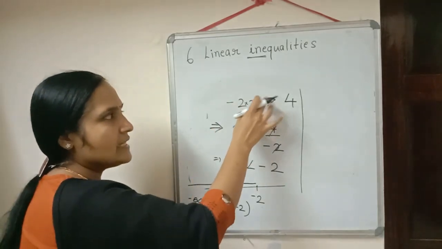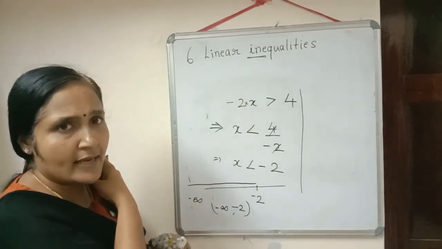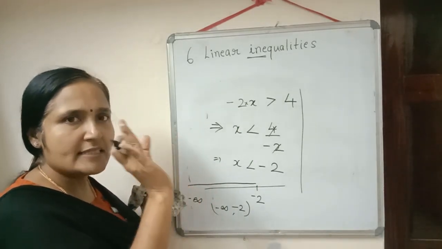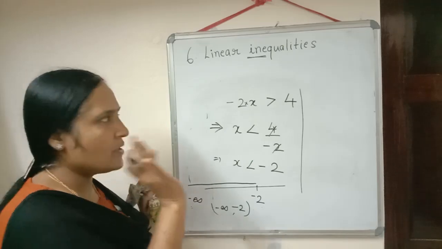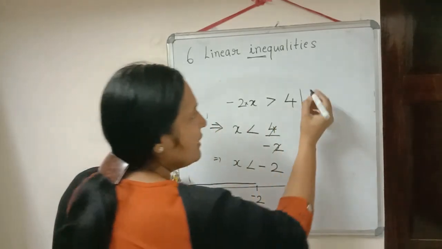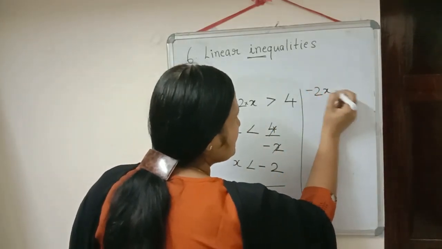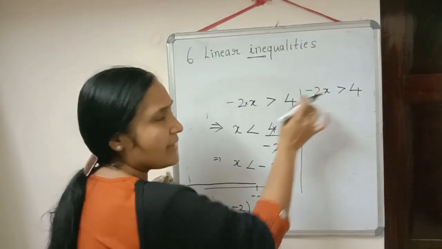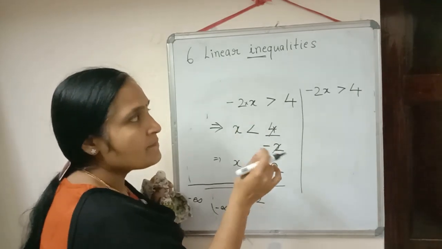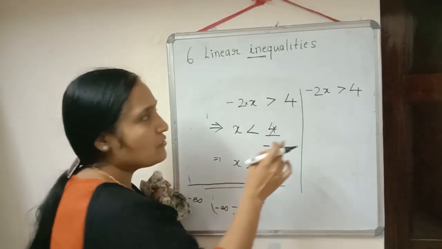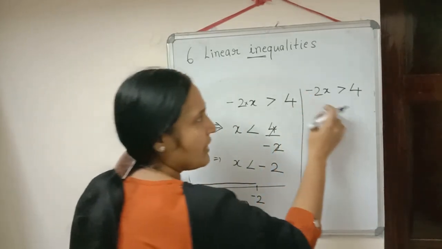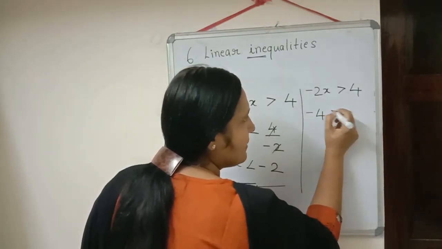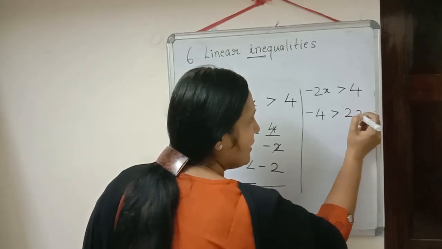and you will forget to change the inequality sign, then it is better to always make positive the term in which the variable is there. Now at present just check there. Our question is minus 2x greater than 4. In which term do we have x? Here. So what we will do is change the position to make it positive. If I change the position here, 4 will come to the left hand side, and it will become minus 4 greater than 2x.